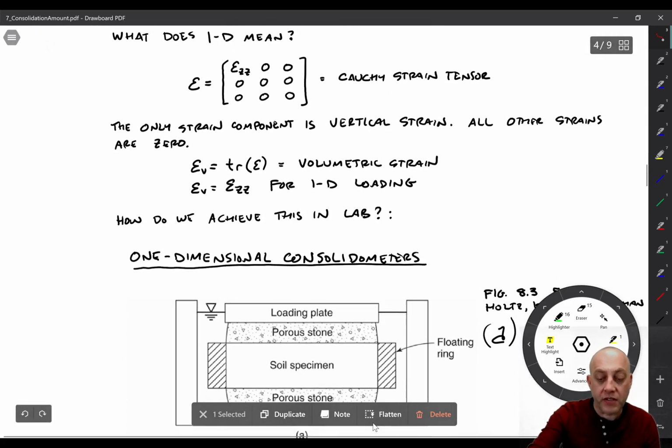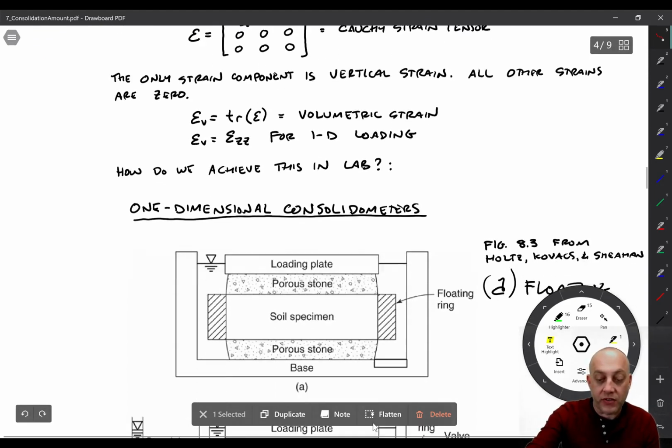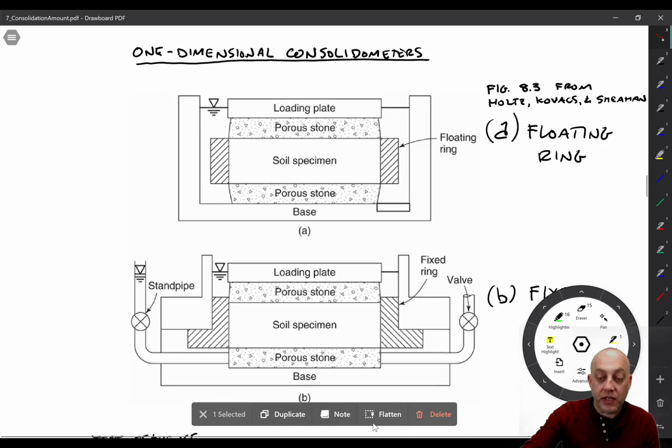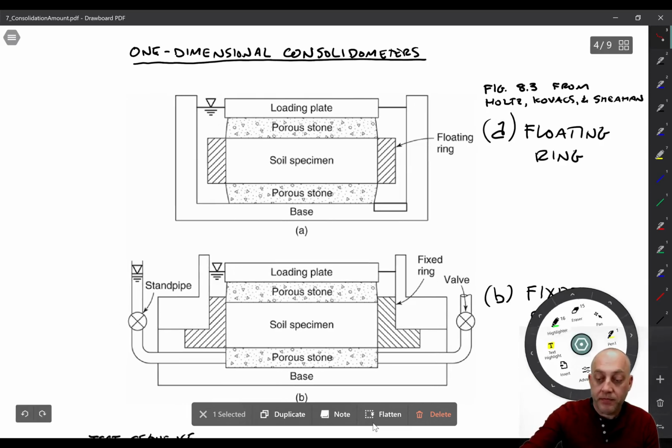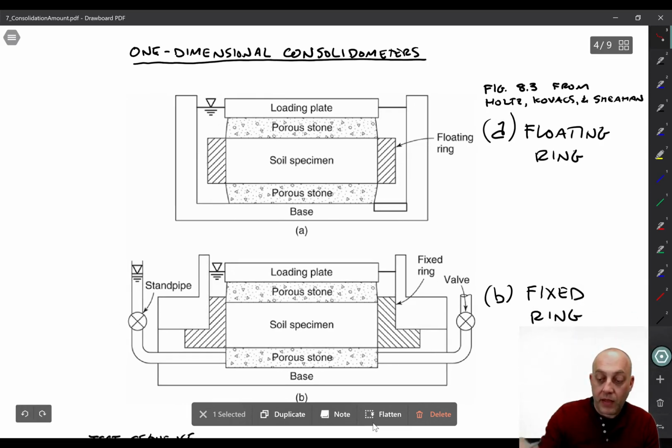So how do we achieve this loading condition in the lab? How do we get this vertical strain with no horizontal strain? Well, that's when we use a one-dimensional consolidometer. These images show two different types of one-dimensional consolidometers. This is figure 8.3 from the Holtz, Kovacs, and Sheehan textbook.